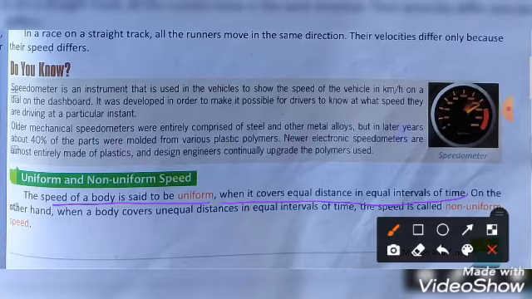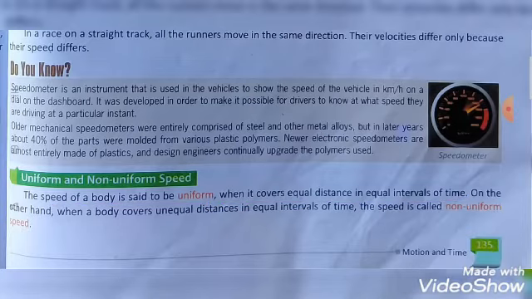But if today you spend 10 minutes, tomorrow 15, and the next day 20 minutes, that means your speed is not uniform, because every day the time taken is different to cover the same distance. We will see more examples here.